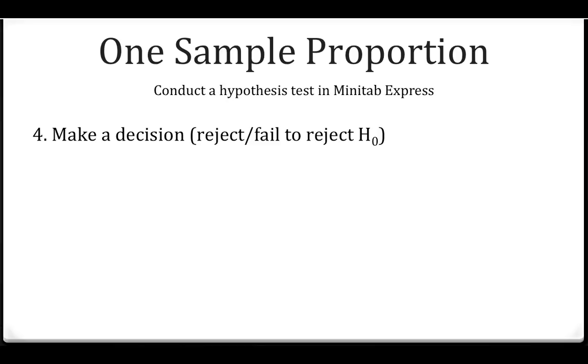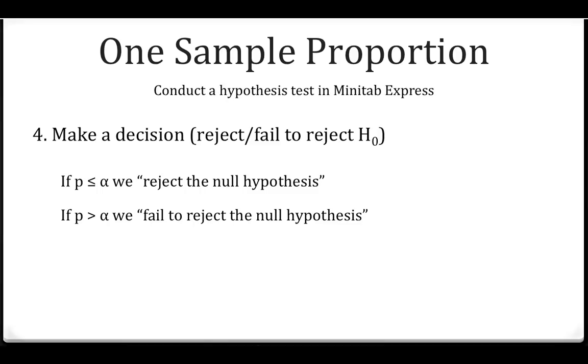Step 4, make a decision. This is where you are going to reject or fail to reject the null hypothesis. This is based on the p-value that you computed in step 3. If p is less than or equal to alpha, we reject the null hypothesis. Unless stated otherwise, use an alpha level of 0.05. If p is greater than alpha, we fail to reject the null hypothesis.